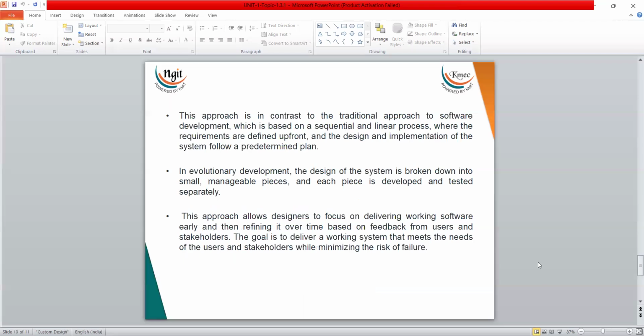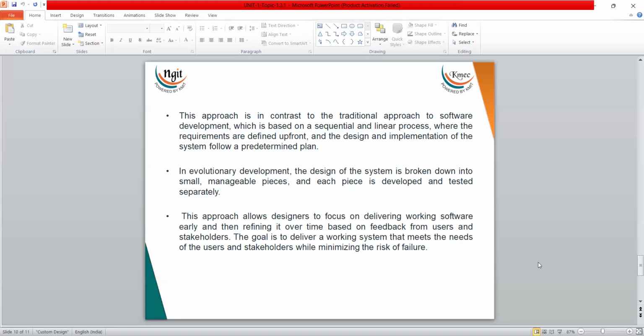This approach is in contrast to the traditional approach to software development, which is based on a sequential and linear process, where the requirements are defined up front and the design and implementation of the system follow a predetermined plan. In evolutionary development, the design of the system is broken down into small manageable pieces, and each piece is developed and tested separately. This allows designers to focus on delivering working software early and then refine it over time based on feedback from users and stakeholders. The goal is to deliver a working system that meets the needs of the users and stakeholders while minimizing the risk of failure.